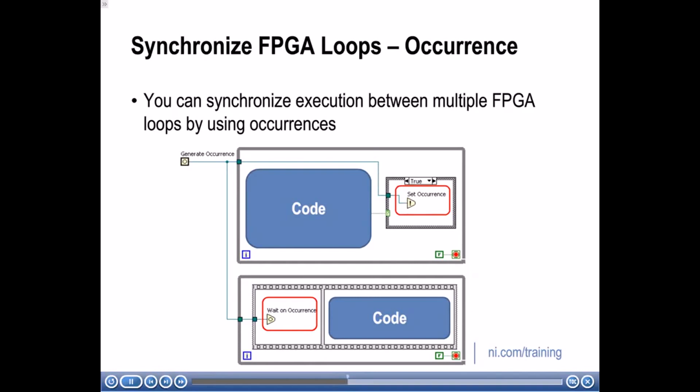If you think about it, we've got this bottom loop that's running in parallel. Every single time some condition happened, we did a set occurrence, and that bottom loop is going to execute some code that corresponds to that. So by using occurrences, you can see how we can synchronize the execution of parallel loops here.